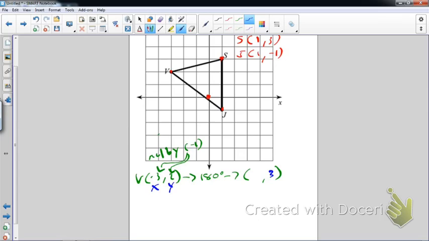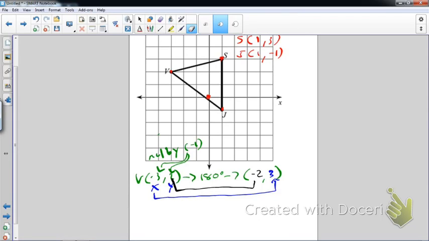So -3 times -1 gives me +3, and as you can see, that's where I put it. I'm going to take what I know about y, I'm going to multiply it by a -1, and then I'm going to put it where x was. So this will be -2. So V for me is going to be located at -2, so it'll be 1, 2, -2, and then +3. 1, 2, 3.